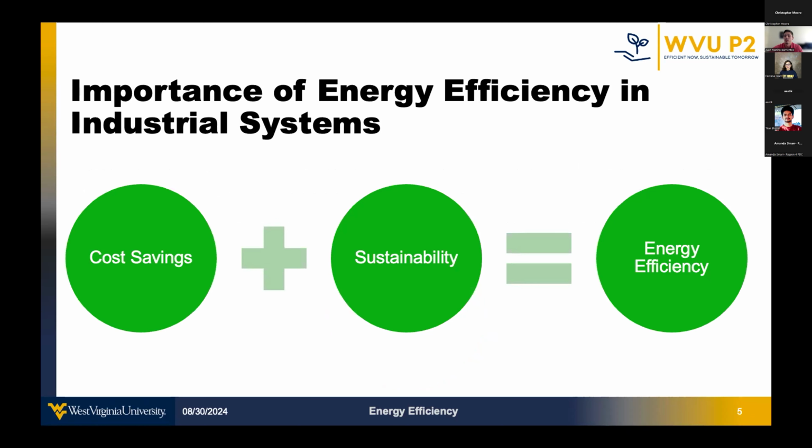So this slide highlights the importance of energy efficiency in industrial systems. So energy efficiency leads to significant cost savings by reducing energy consumption and directly benefiting the bottom line. But it also supports sustainability by lowering our environmental impact. So by combining these two, cost savings and sustainability, we can achieve true energy efficiency. This balance is key for both economic and environmental reasons, making energy efficiency a key point for any industrial operation.